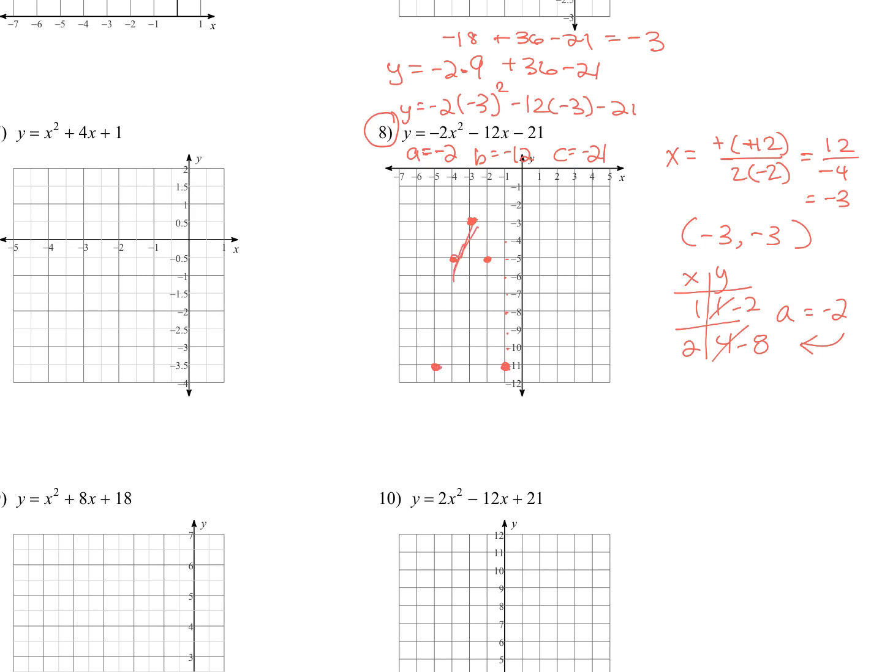And I'm going to have a more narrow parabola. Make sure you're not drawing a V. It's not really a V, it's a curve. But the 2 makes it more narrow, and the negative makes my parabola go in the downward direction.